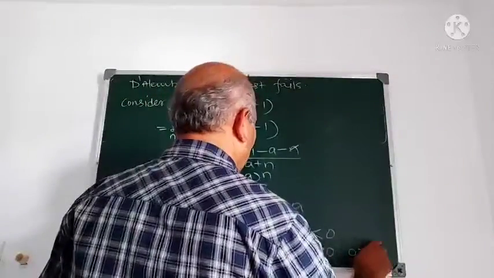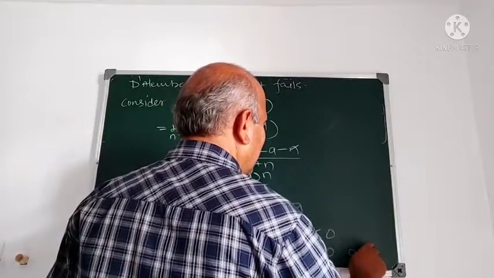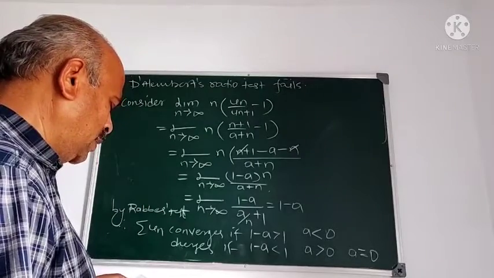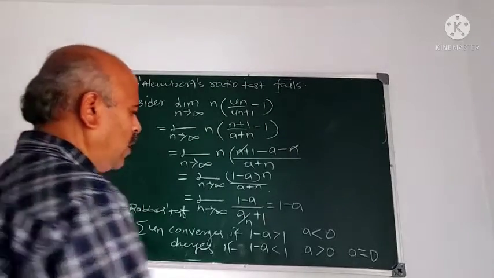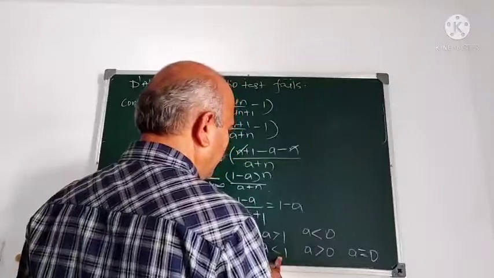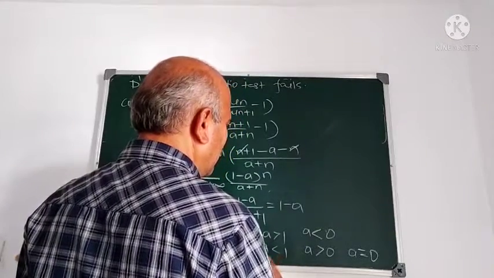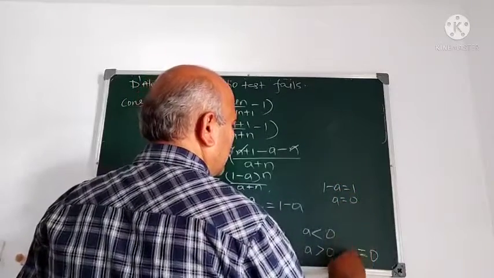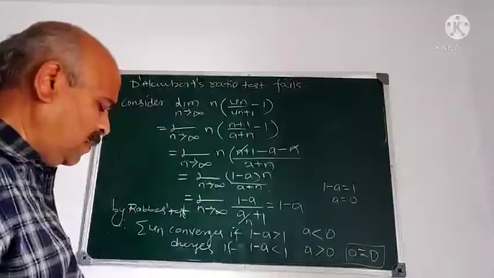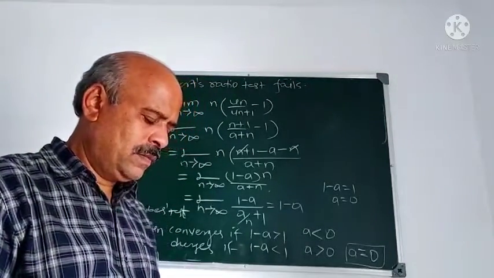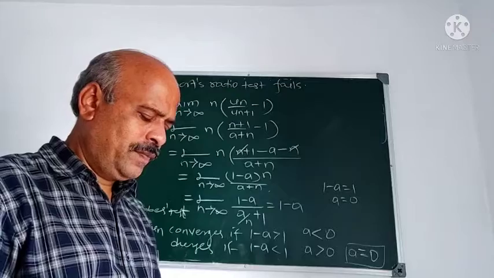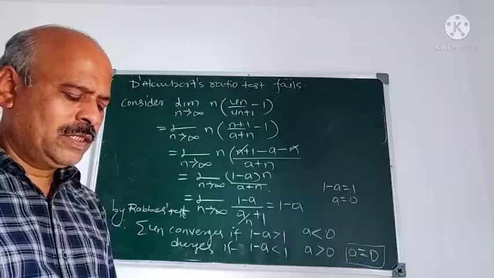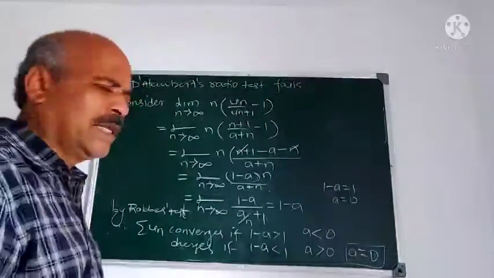And a is equal to 0. Correct? 1 minus a is equal to 1. Correct? 1 minus a is equal to 1. Test fails. A is equal to 0, test fails. When a is 0, then what happens? When a is 0, the given series is only 1. What is the given series?